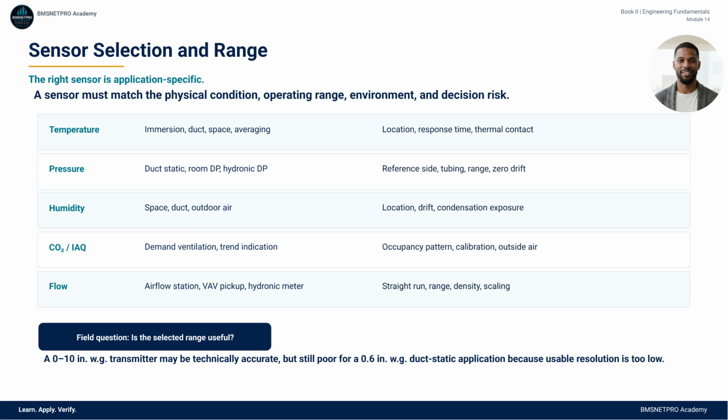Sensor selection begins with the application. A space temperature sensor, a duct averaging sensor, an immersion sensor, and a surface sensor are not interchangeable. Pressure sensors are even more sensitive to range and reference location. A transmitter can be accurate on paper and still be a bad choice if the expected measurement is only a small fraction of the device range. In the field, ask whether the sensor is measuring the right physical condition in the right location with a range that supports the decision being made.